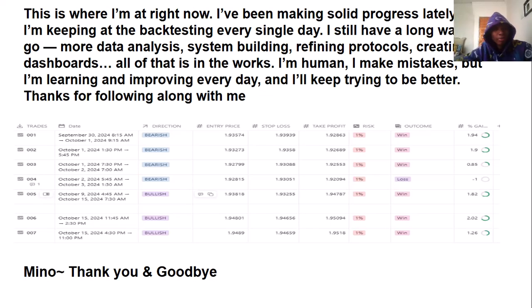Thanks for following along with me, guys. And this is the teaser I've been hinting at since the start of the video. We have 7 trades here, and out of 7 trades, only 1 has lost. This is the original R multiple of the trades taken. This trade made 1.94%, this one made 1.9%, this one made 0.85%, this one lost, of course, 1%, this one made 1.8%, this one made 2.02%, and this one made 1.2%.